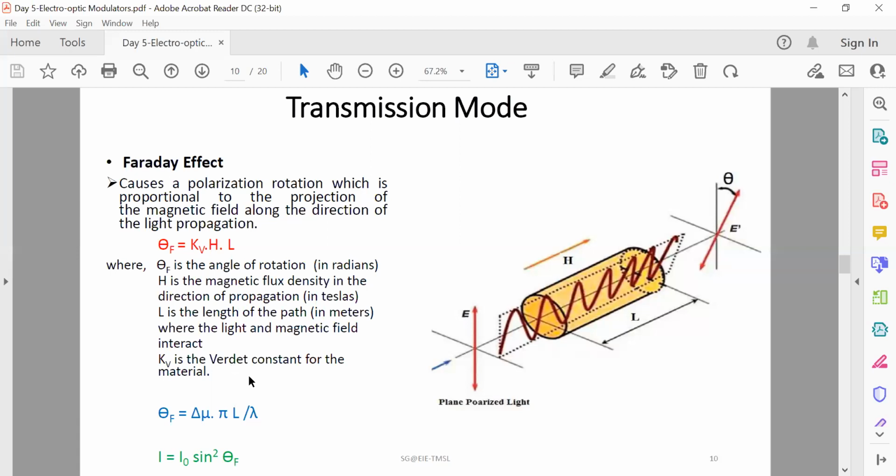Here the birefringence, which is the change of the refractive index, is related to the angle of rotation by the equation theta f equals the change of the refractive index delta n times pi L by lambda. And the intensity variation associated with the birefringence is given by the equation I equals I0 sin squared theta f.